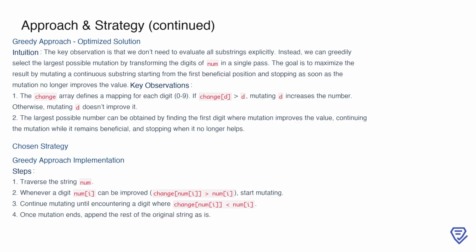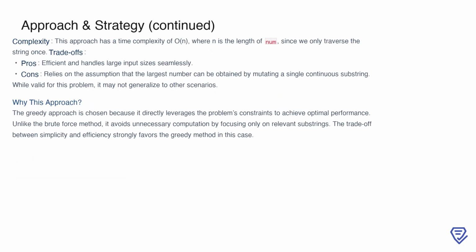The implementation steps involve traversing the string, mutating digits when it's advantageous, and appending the rest of the original string once the mutation ends. This approach ensures that we focus only on the relevant portion of the number, eliminating unnecessary computations. This optimized greedy approach has a time complexity of O(n), where n is the length of the input string. This is because we only traverse the string once, making it highly efficient even for large inputs.